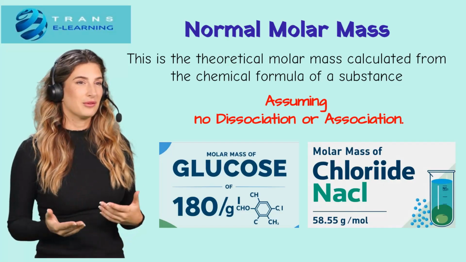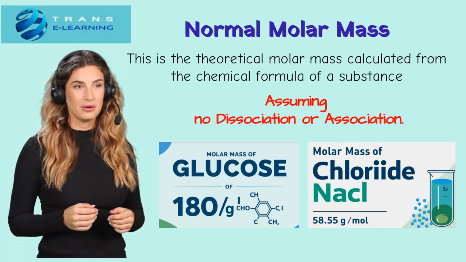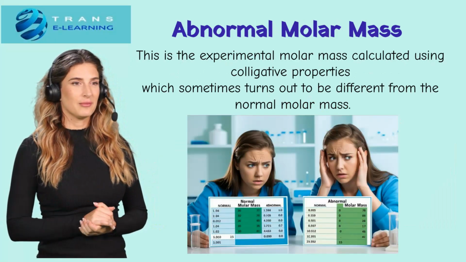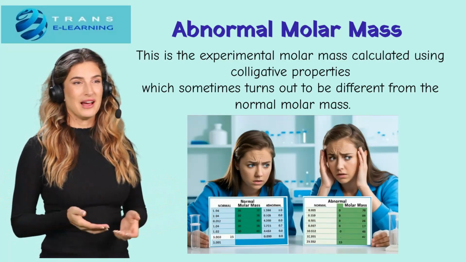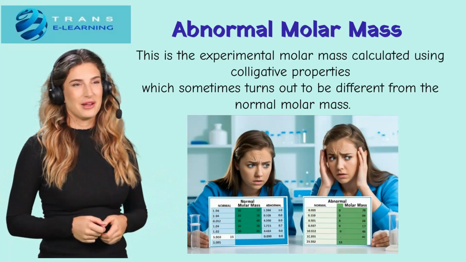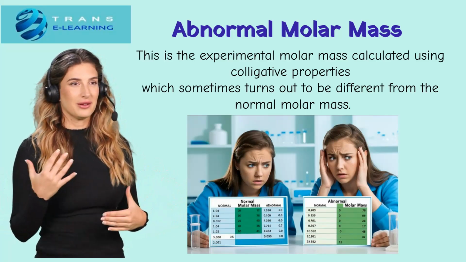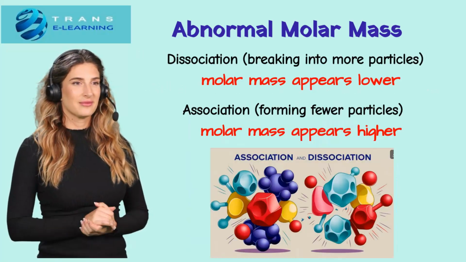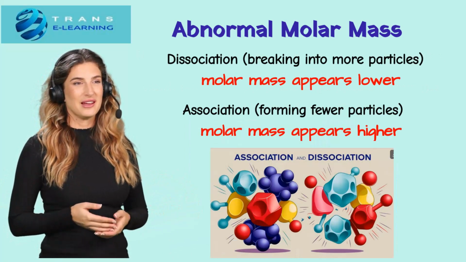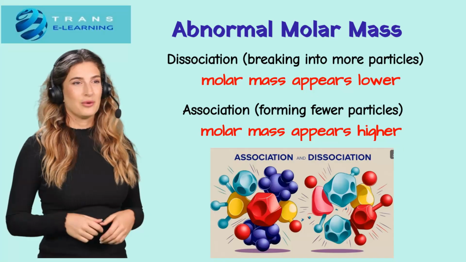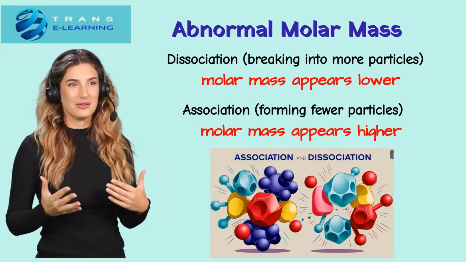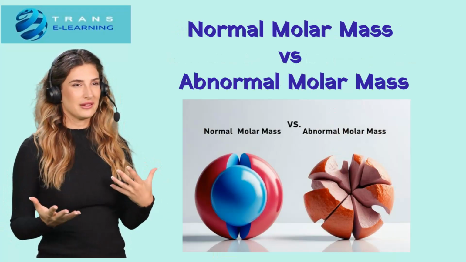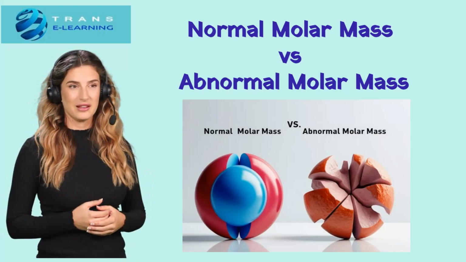For example, glucose has a molar mass of 180 gram per mole, and sodium chloride has a molar mass of 58.5 gram per mole. Abnormal molar mass is the experimental molar mass calculated using colligative properties, like depression in freezing point, elevation in boiling point, etc., which sometimes turns out to be different from the normal molar mass. This abnormality arises due to dissociation, breaking into more particles: molar mass appears lower. Association, forming fewer particles: molar mass appears higher.